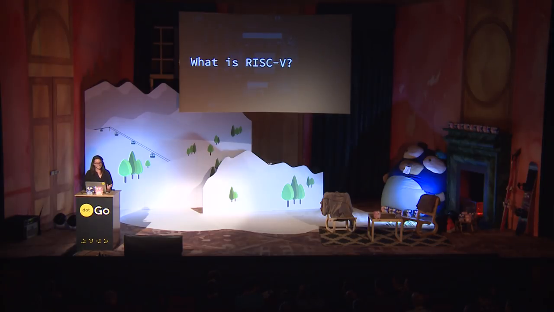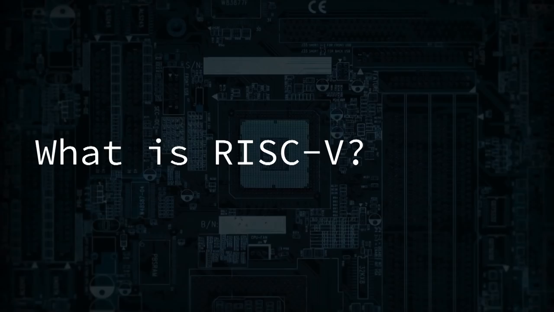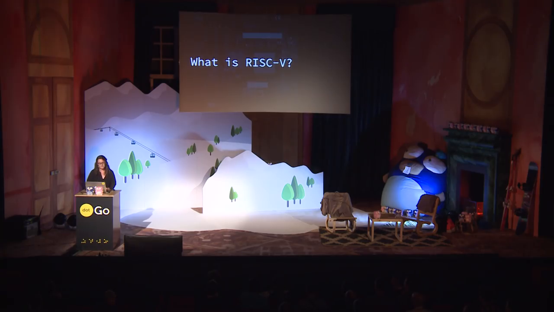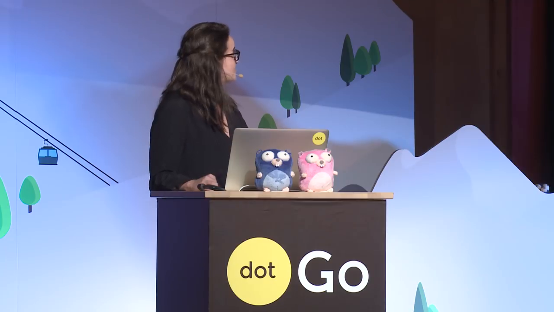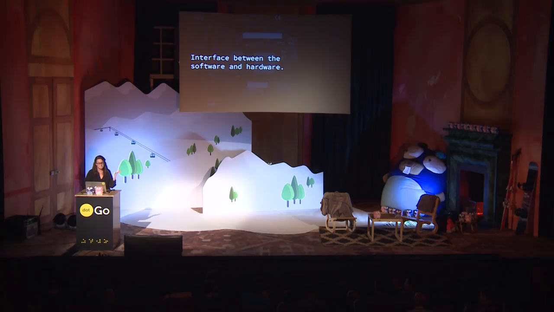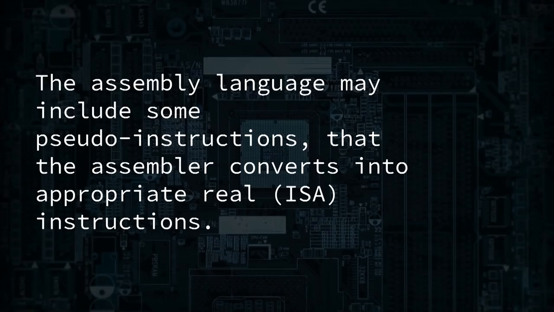So what is RISC-V? It's a new instruction set architecture. In order to explain RISC-V, I'm going to explain what instruction set architectures are. So what is that? It's the interface between the software and the hardware. It's really the interconnect between the two. And then assembly language comes on top. So it's the pseudo instructions on top of the ISA, which is the instruction set architecture.